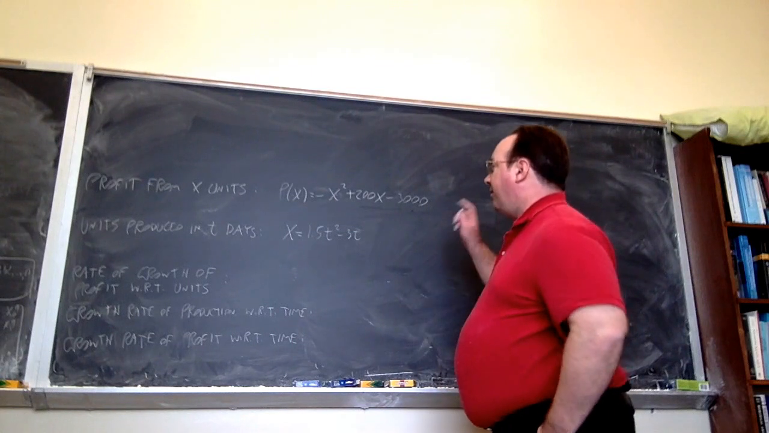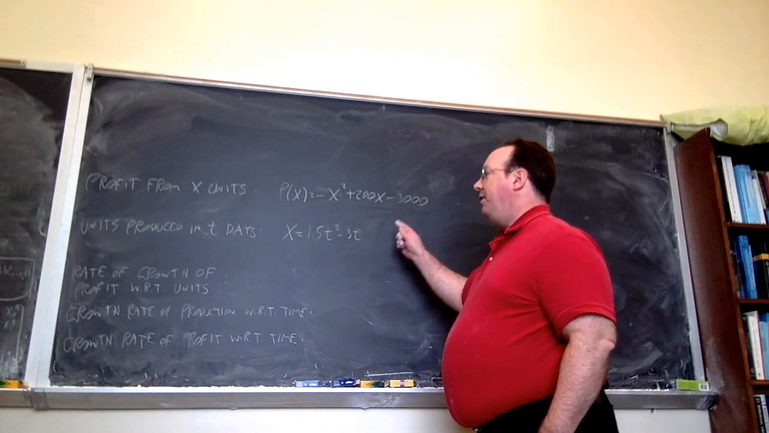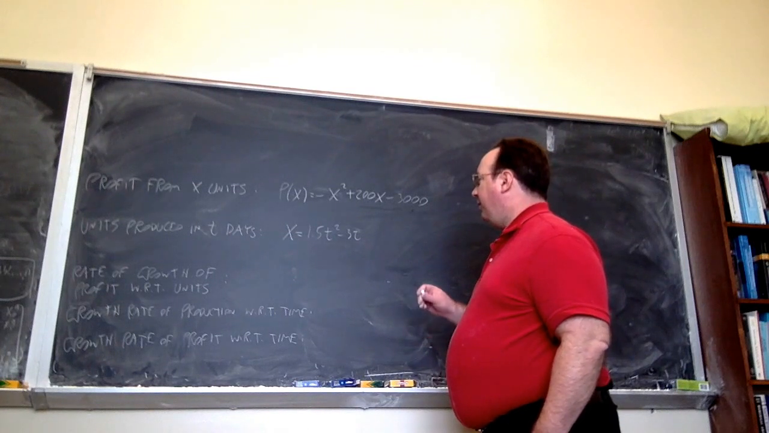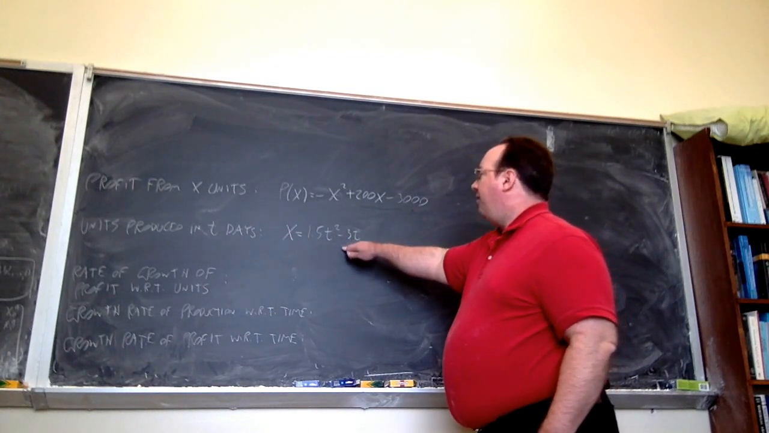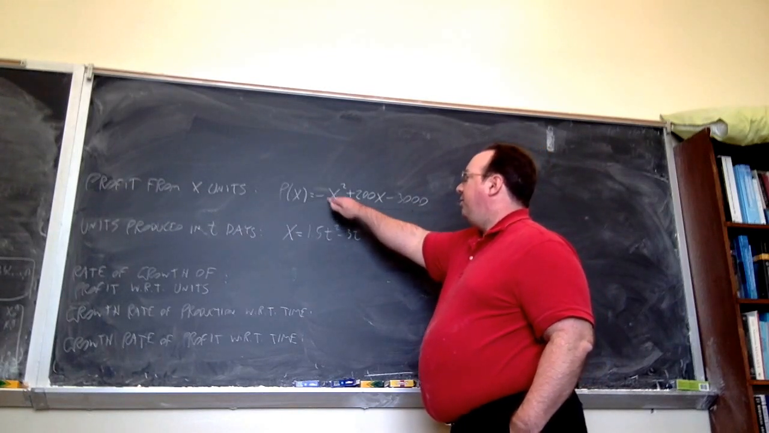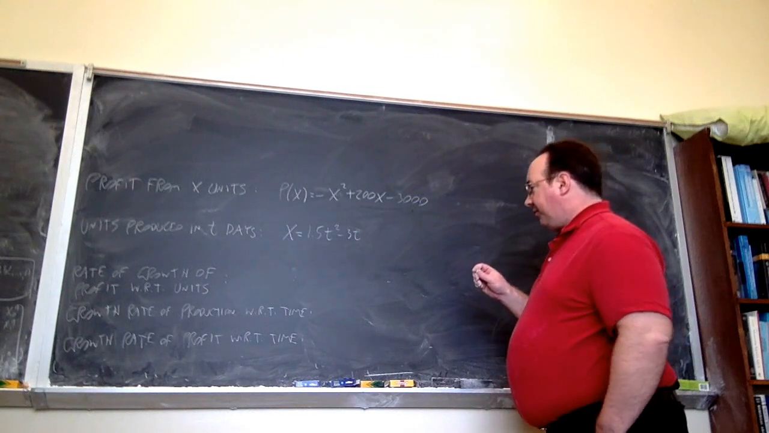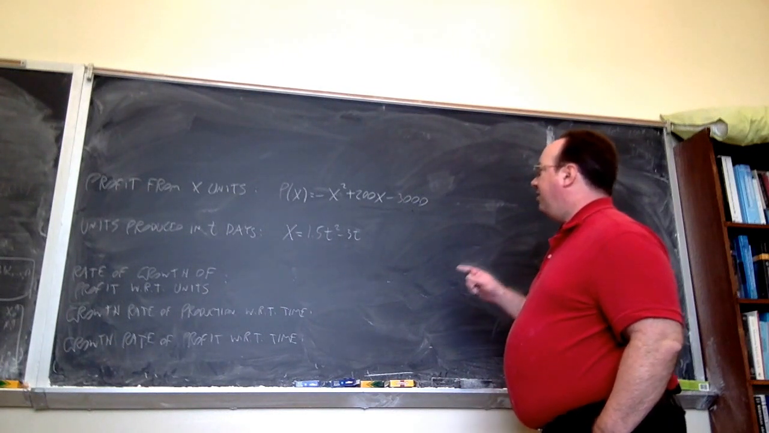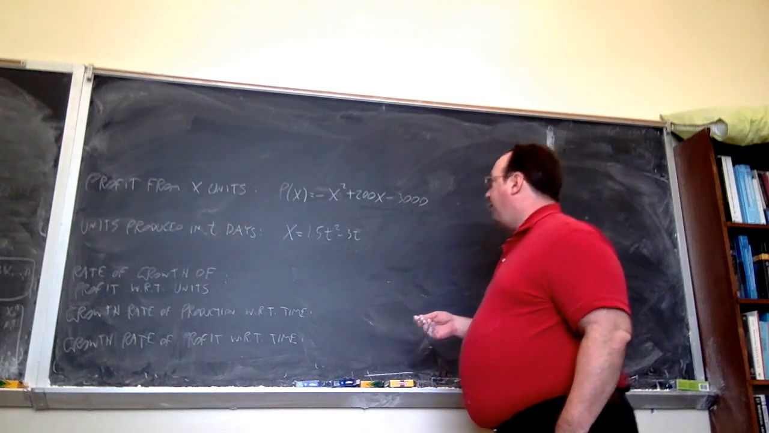So even though I don't have a function that relates profit to time, I can still compute the rate of change of profit with respect to time. So that's what I meant by respect to an independent variable t, other than the variable x that was used to define my profit function. So first, I need the rates of change of these functions with respect to their respective independent variables.